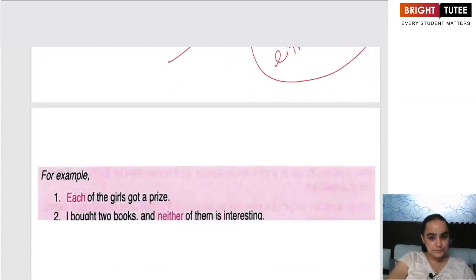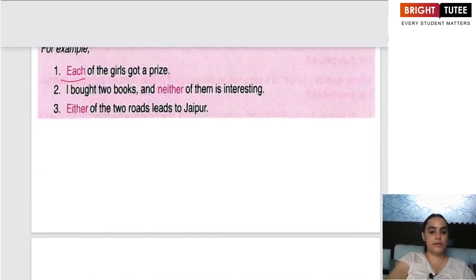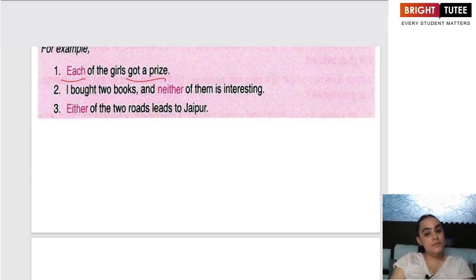For example, each of the girls got the prize. So I'm wishing to emphasize that each of the girls, let's say there were 10 girls. Rather than saying all the girls got the prize, I'm saying each of the girls got the prize because I wish to emphasize that the distribution was so proper that nobody was left. I bought 2 books and neither of them is interesting. 2 books and I'm distributing that none of the 2 books was interesting.